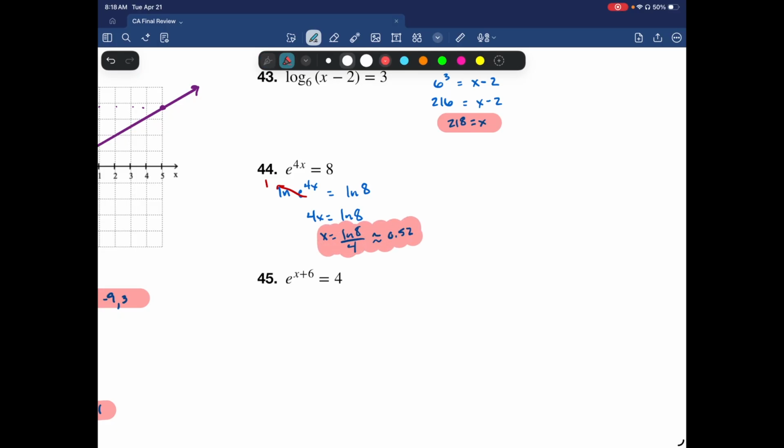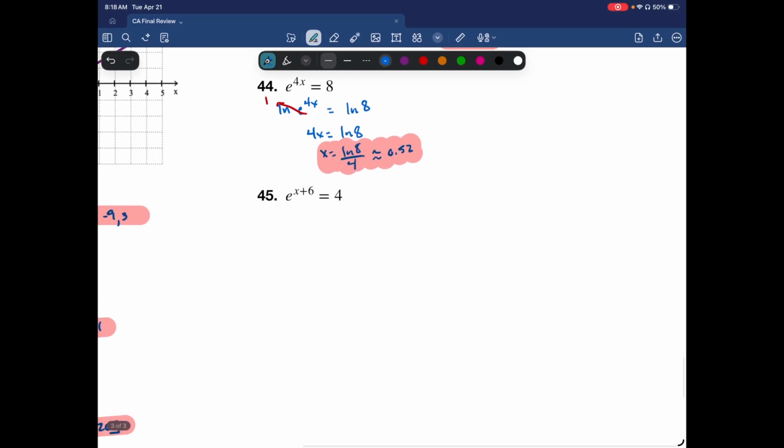All right, for 45, I'm going to take the natural log of both sides like before. X plus 6 equals natural log of 4. ln e goes to 1. My power comes down, so I get x plus 6 equals ln 4. Subtract the 6, you get x equals negative 6 plus ln 4. That's your exact answer, but if you want a decimal, then it's going to give you negative 4.61.